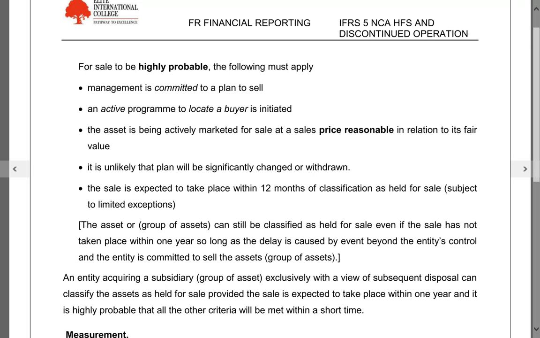Okay, now the plan to sell, active program to locate a buyer. It means I have a plan to sell, I have a restructuring, and I have an excess asset. Okay, now what do I do? I have a plan, what I want to do, and how much I can sell.